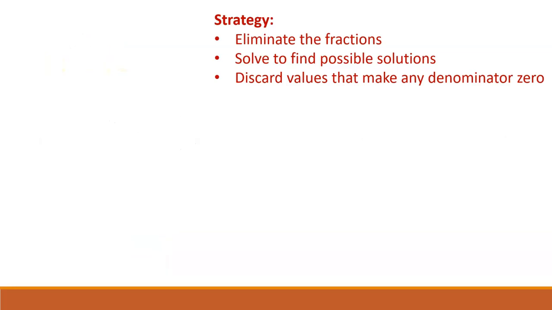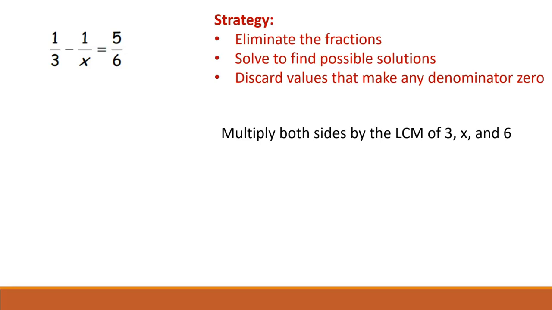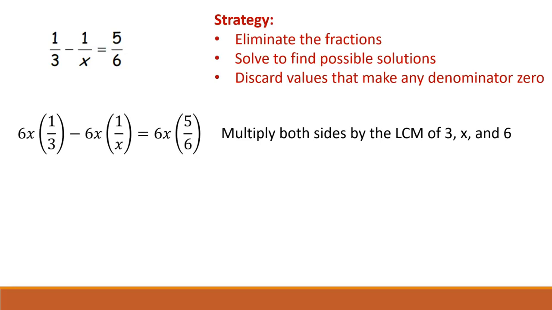Let's try to solve another equation. This time, the variable's in the denominator. That doesn't change our approach. We're still going to eliminate the fractions by finding the least common multiple of all of our denominators. The least common multiple of 3x and 6 is 6x, so we'll multiply both sides of the equation by 6x.